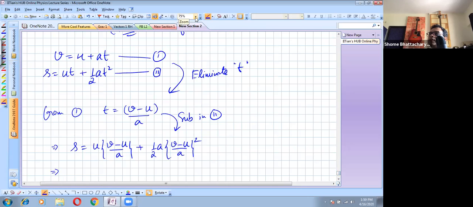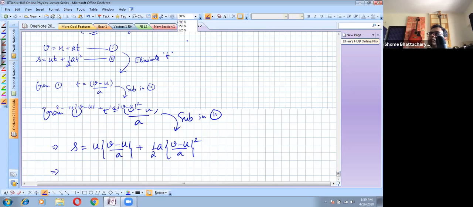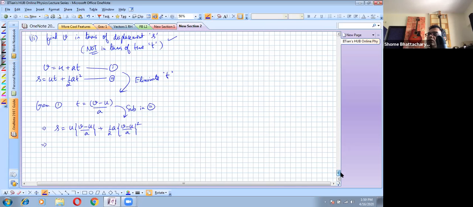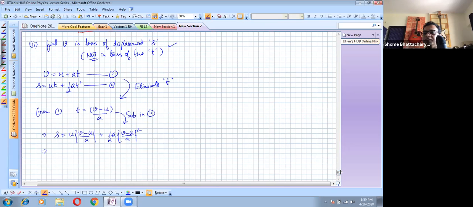Okay. So that is how we are finding this relationship here. The relationship of final velocity in terms of the displacement s rather than in terms of the time t. So just proceed with the steps if you understood up to this point, and you will get the answer yourself. It's quite easy.